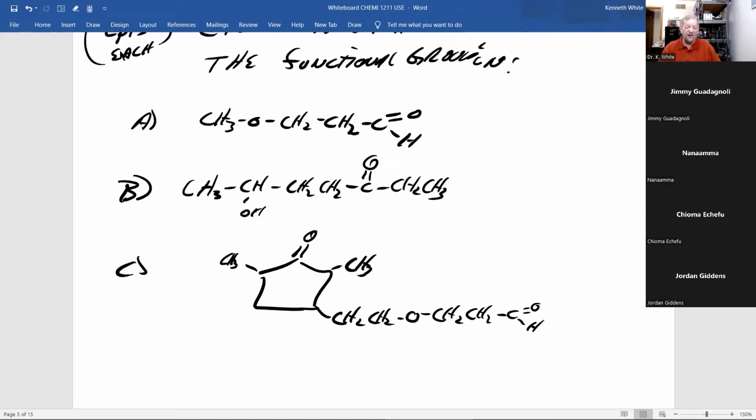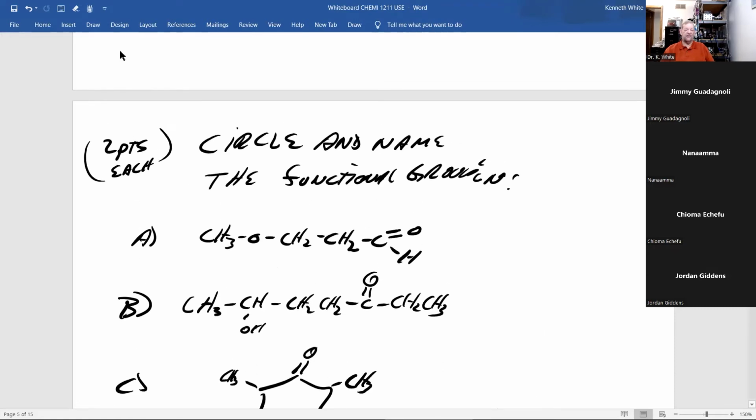And there's some fun for you. A, B, and C. Circle the functional groups in those. Don't give the IUPAC name. Circle and name the functional groups in those three molecules, 2 points each.